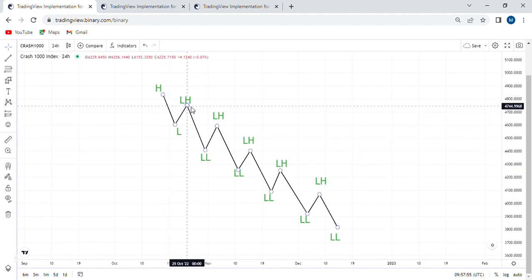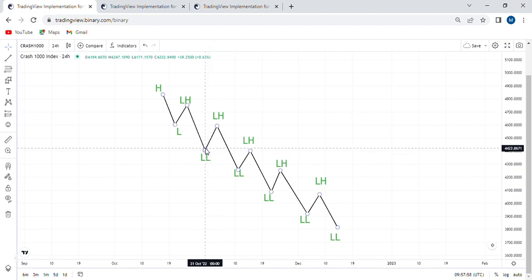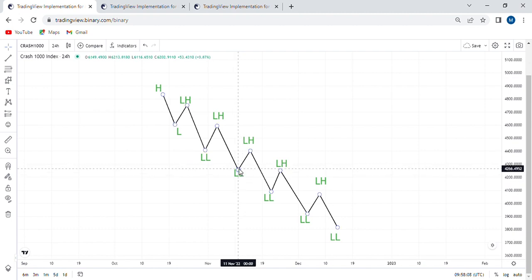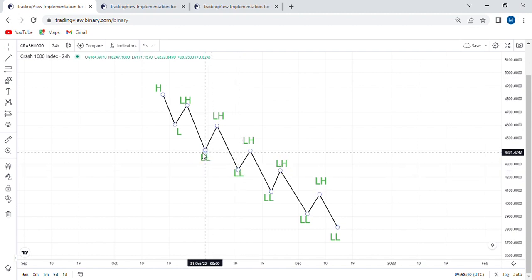So after we break out from the low, we validate it as a low. Then we have a lower low. Now we cannot call this a lower low yet until we get a pullback and a breakout. Until you get that, we validate this as our last lower low.